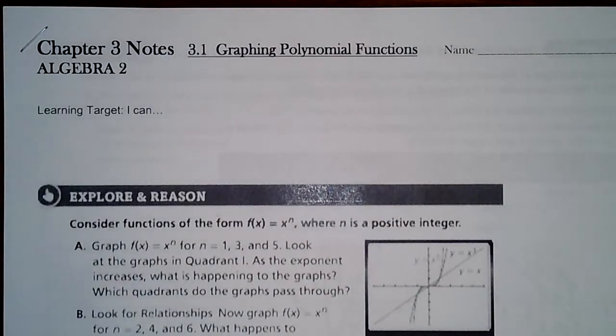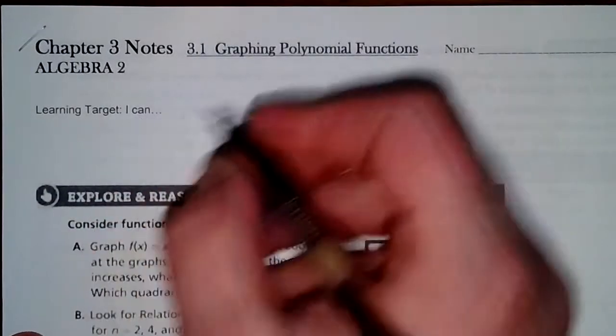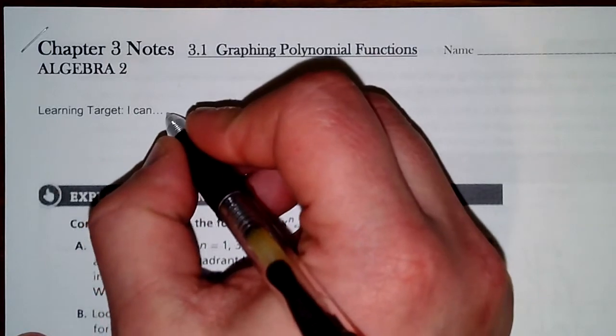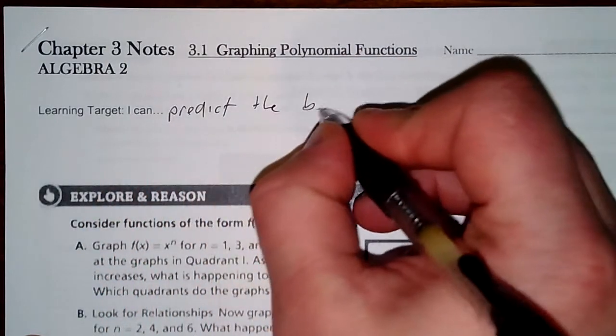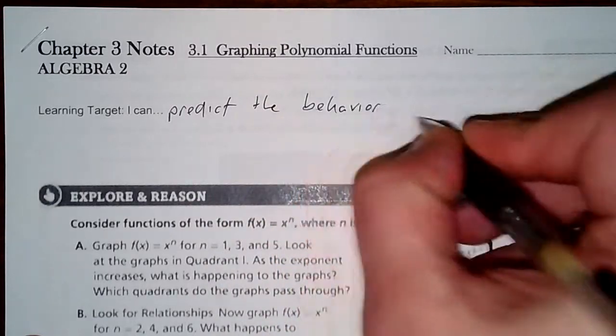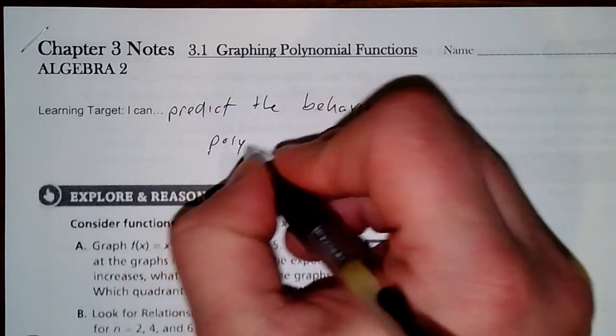So 3.1 is about graphing polynomial functions. We talked a little bit about polynomials in the warm up there, with standard form and everything, so hopefully you got that. The learning target for this, the main thing, is: I can predict the behavior of polynomial functions.